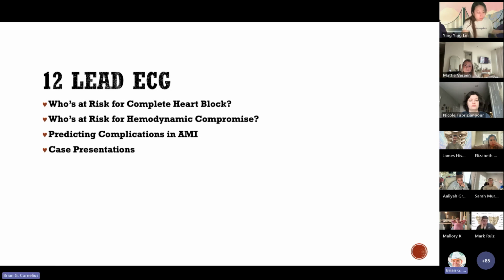So the 12 lead really comes through as clutch for us. Who's at risk for complete heart block? You'll realize some common medications we give may be dangerous to some of these patients, and identifying our axis in our 12 lead may be pretty helpful. We'll also talk about how you can do axis determination without a 12 lead, using that to figure out which patients are at high risk for hemodynamic compromise. And then we're also going to talk about complications of an MI based off of the 12 lead we're looking at, and then look at a couple of different case presentations.